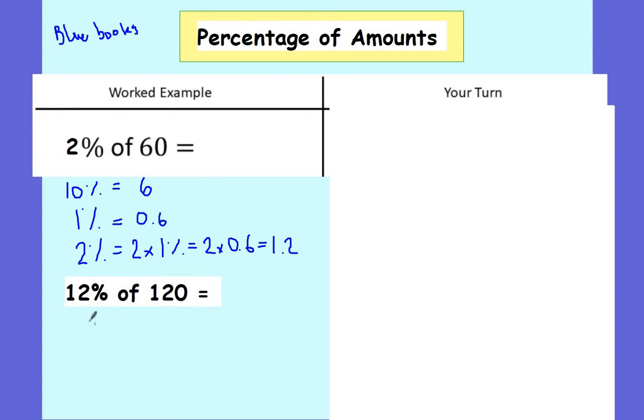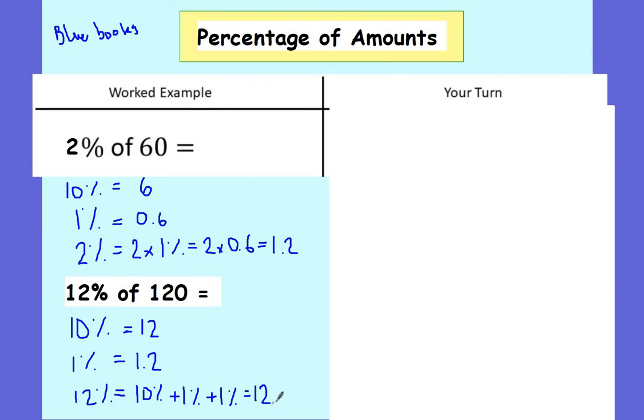Underneath, I'm working out 12% of 120. Well, I know that 10% is 12. I know that 1%, dividing it by 10 again, gives me 1.2. So 12% is just going to be 10% plus 1% plus 1%, which equals 12 plus 1.2 plus 1.2, which gives me 14.4.